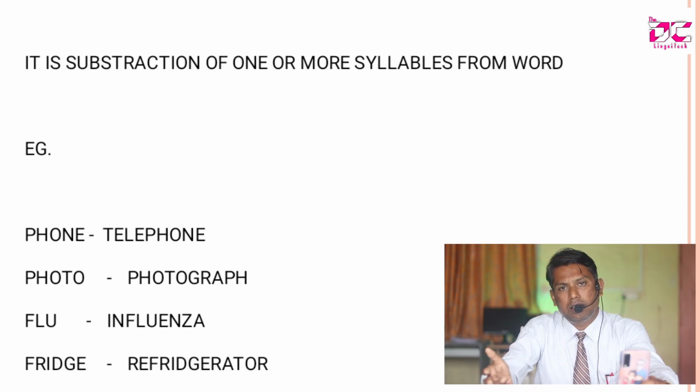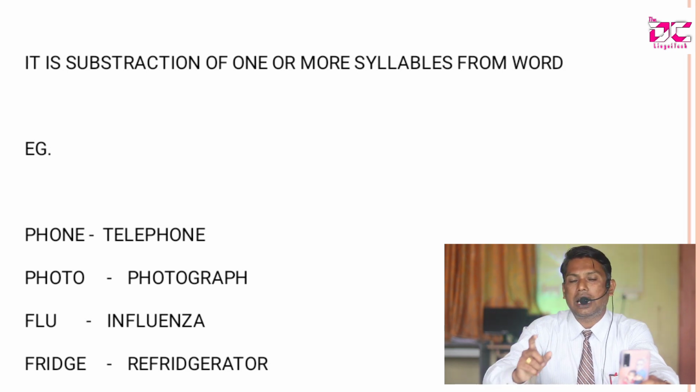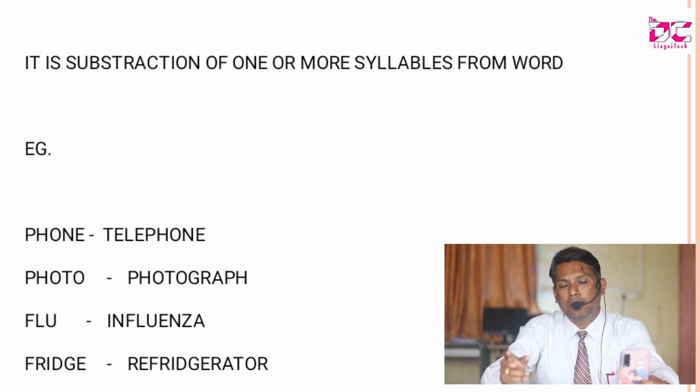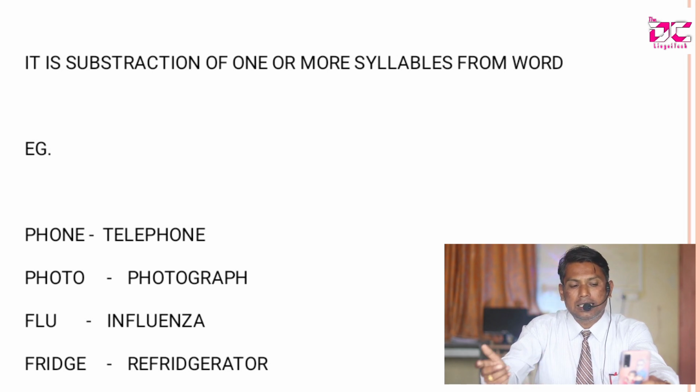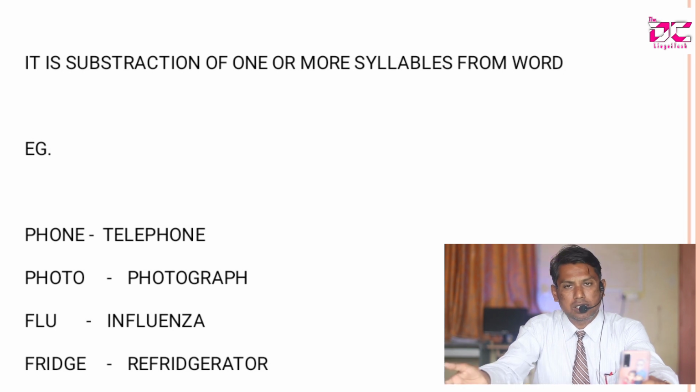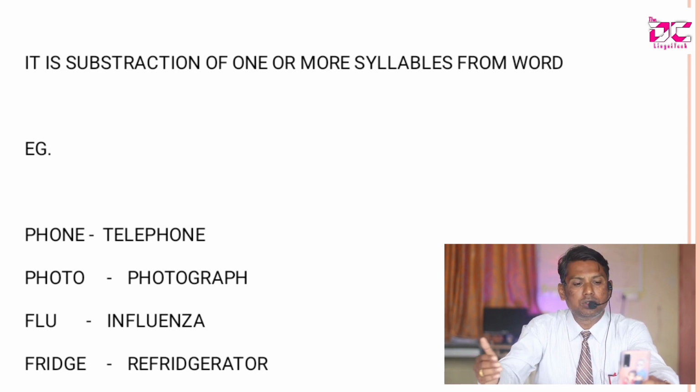Let's say rickshaw. People say rickshaw, but the word is actually auto rickshaw. Sometimes we clip auto, sometimes we clip rickshaw. So some people say auto, some people say rickshaw. When you say auto, clipping is at the end. When you say rickshaw, clipping is at the beginning. Another example is flu. We say influenza. Instead of that, we say flu. So we have cut in the beginning.